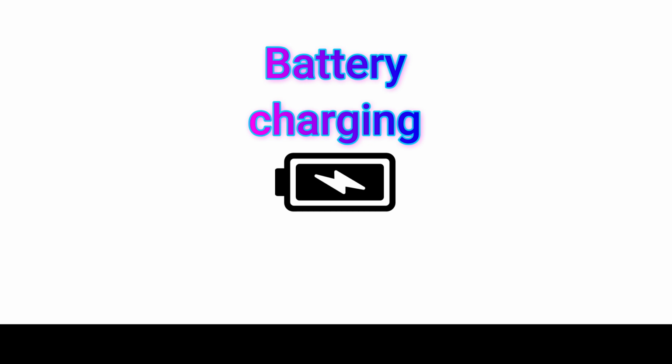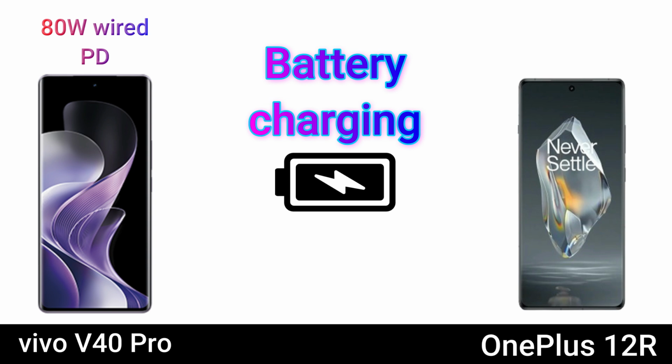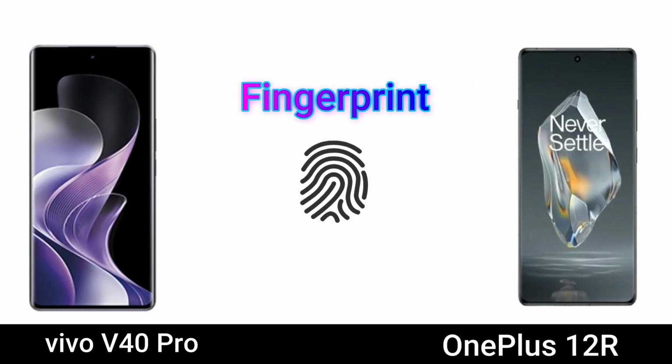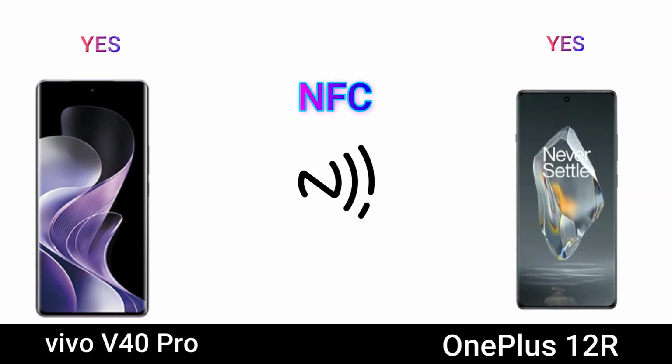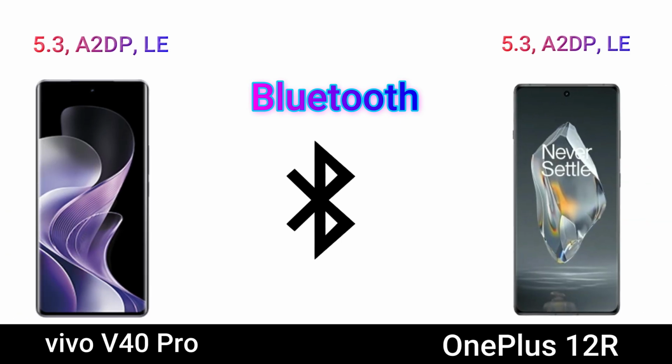Battery charging: Battery charging of Vivo V40 Pro is 80W wired, PD, while battery charging of OnePlus 12R is 100W wired, 100% in 26 minutes. Connectivity: Fingerprint connectivity of both mobiles is the same. NFC: NFC is available in both phones. Bluetooth: Bluetooth 5.3, A2DP, LE available in both phones.